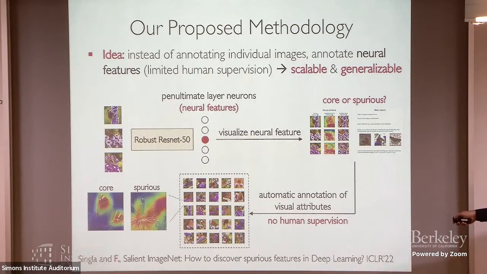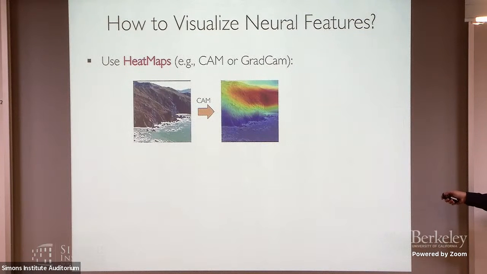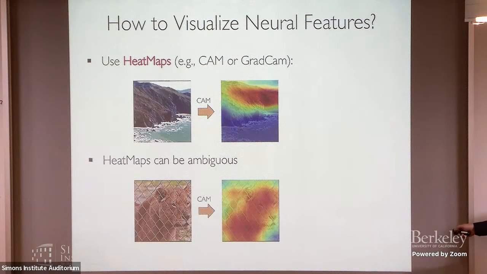That's it. So with 3 or 5 images, we annotate these neurons as core or spurious, and then I can automatically use these annotations to annotate the entire training and test set that I have in terms of their core and spurious features. So how do we visualize these neural features? We either use heat maps that highlight the important parts of the image. For example, here, this neuron highlights the mountain, but sometimes this can be a little bit tricky. Does it highlight the fence or the tiger here? It is not clear, right? Because we have an ambiguity here.